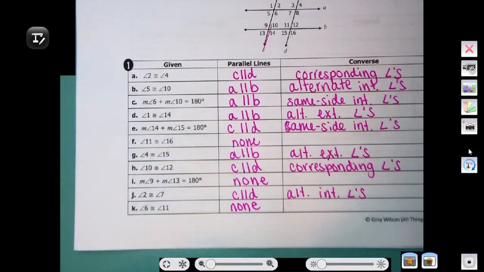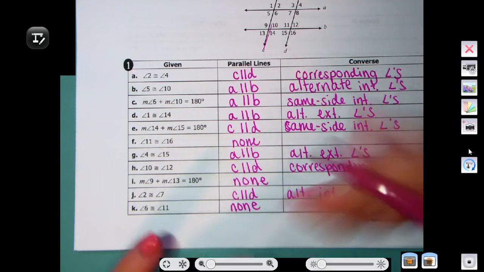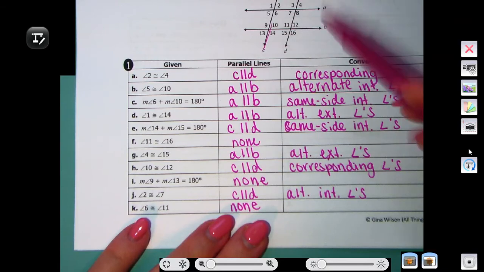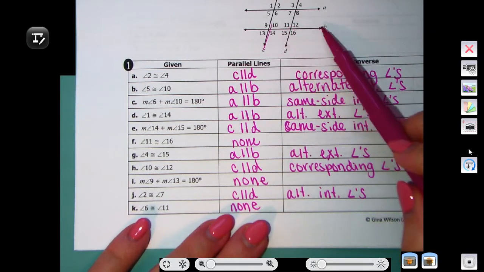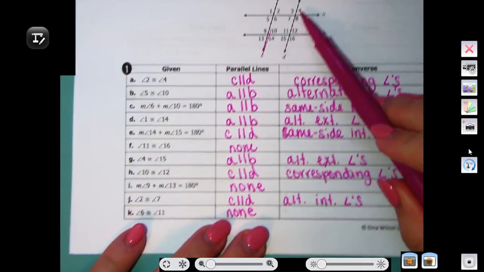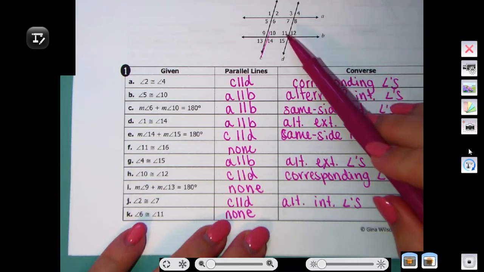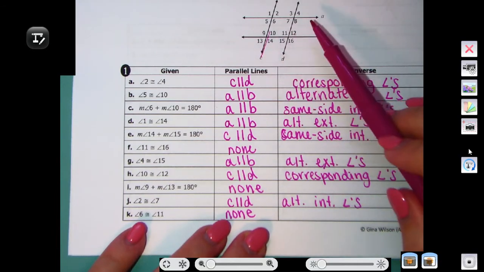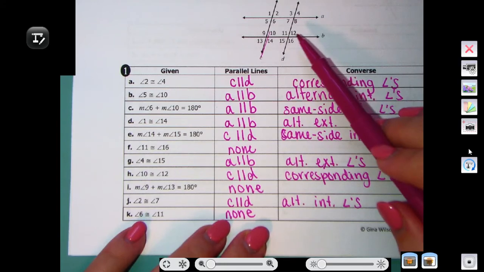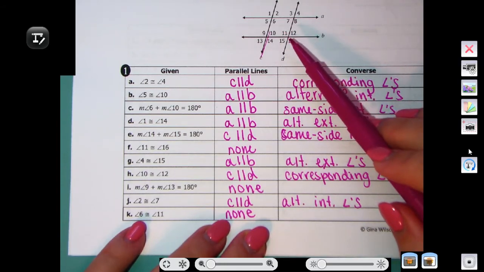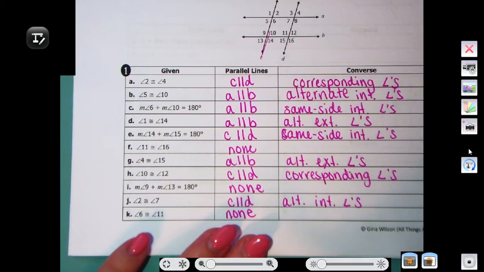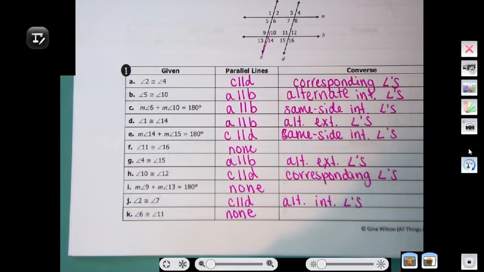So vertical angles actually doesn't help me prove a parallel line because if you look, 11 and 16, well, they're touching B and D, right? But they're not touching C and they're not touching A. So I can't prove that any lines are parallel based off just these two angles. So they don't really help me with anything regarding proving lines parallel. So they're none. They are nothing.